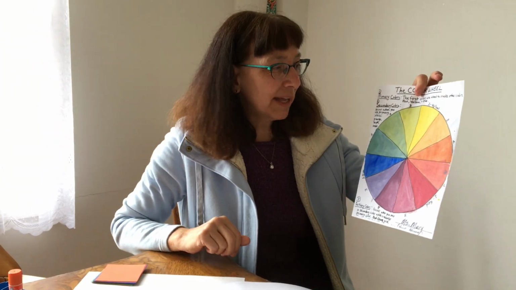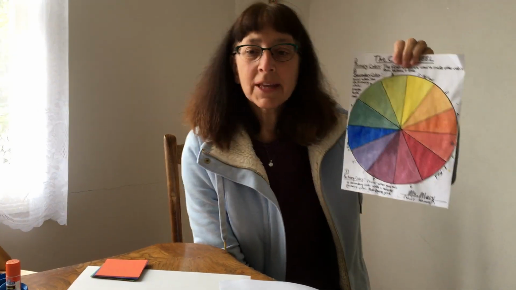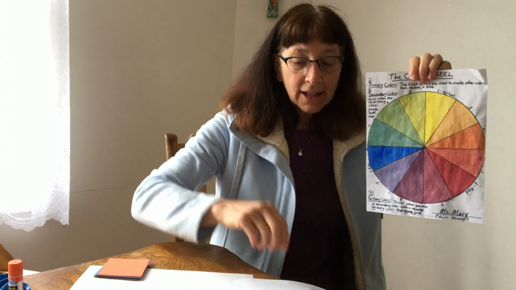Third graders. Remember this color wheel from our last lesson? I love the color wheel because there's so much we can learn from it. Last time we learned about primary, secondary, and tertiary colors. But there's other things we can learn from the color wheel as well. And today, one of those things is something called complementary colors. That means colors that are opposites.